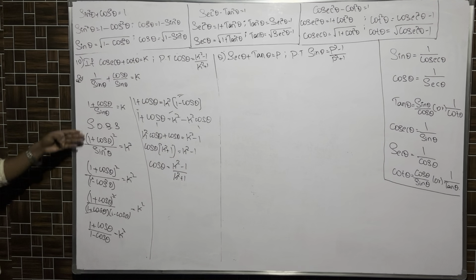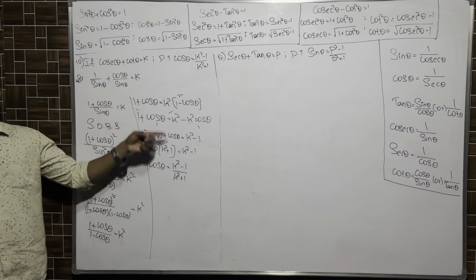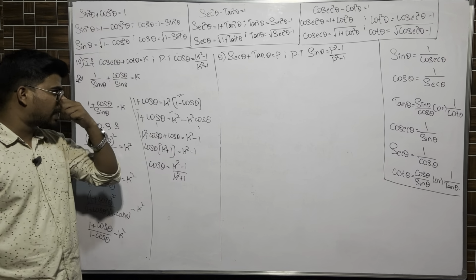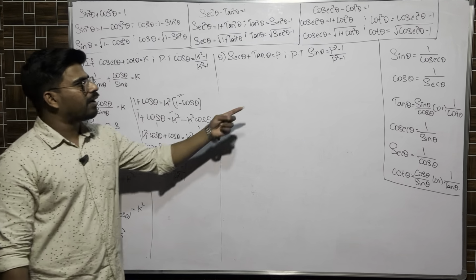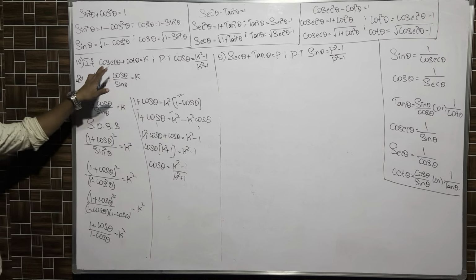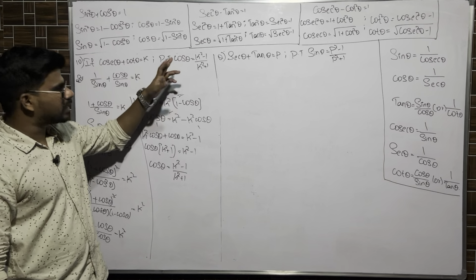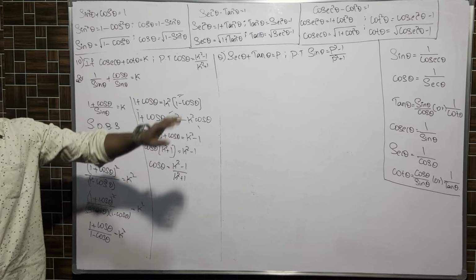Again and again I am telling, these steps are not that difficult. However, from this step you will get confused. Practice these 3-4 steps multiple times. Next, a similar question: secant theta plus tan theta is equal to p. We have to prove sin theta is equal to p square minus 1 by p square plus 1. Same question, cosecant, cot and cos; here secant, tan and sin. Instead of variable k, there we have p.